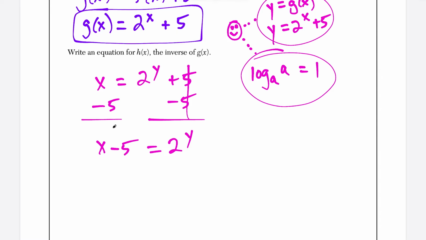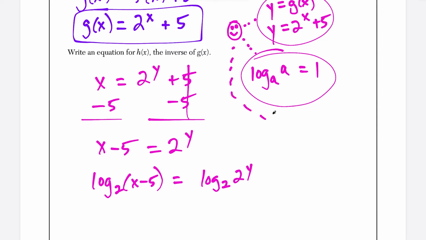So we have log base 2 of x minus 5 is equal to log base 2 of 2 to the y power. Now, there's another property of logs that says when we have log base a of, let's say, b to the c power, I can take the exponent in the log and bring it to the front and say c times log base a of b. So that's what I'm going to do with the y term here.